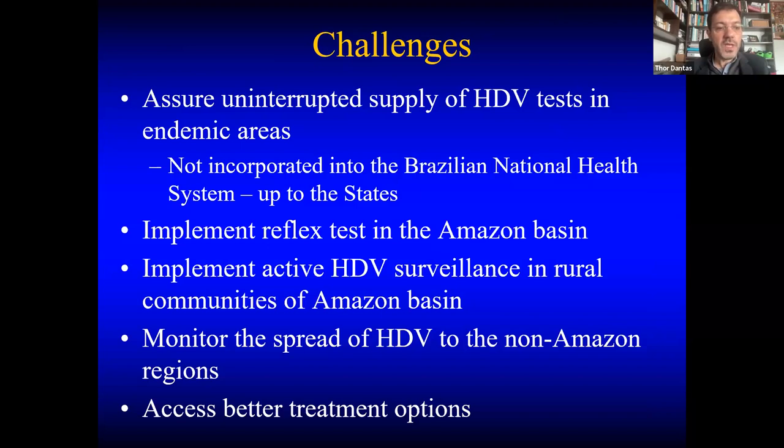We should implement reflex tests in the Amazon Basin, and implement active HDV surveillance in rural areas and rural communities of the Amazon Basin. Certainly monitor the spread of HDV to the non-Amazon regions of Brazil, because people migrate from one area to other, and obviously access better treatment options than we have today.